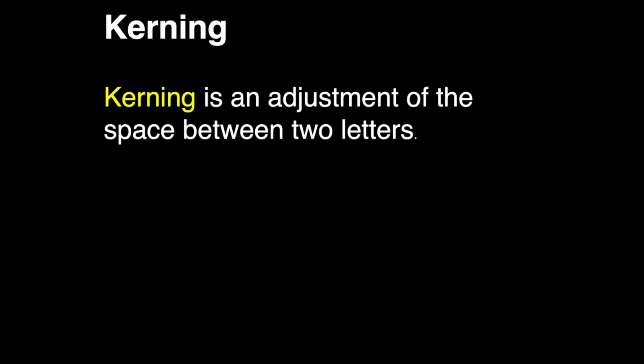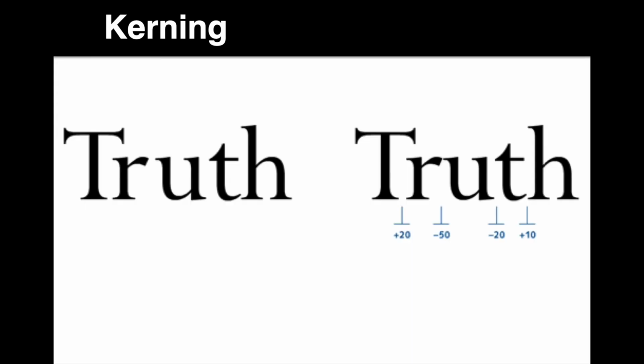Okay, so adjusting the space between the letters is called kerning. It's something you do as a graphic designer to make your word look more pleasing. Kerning is the adjustment of the space between two letters. So why would a graphic designer want to do this? You'd want to do this to deal with the funkiness that comes out of just typing a word.